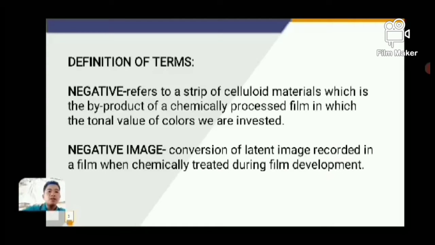However, negative image is a conversion of latent image recorded in a film when chemically treated during film development. Ito naman po yung certain image na mabubuo o nare-record para po magkaroon ng improvement sa pagbuo ng films.